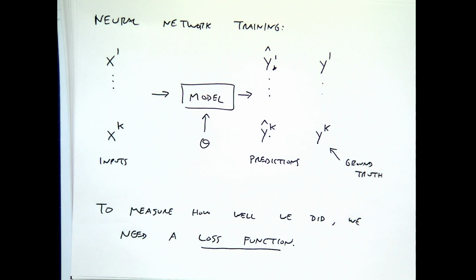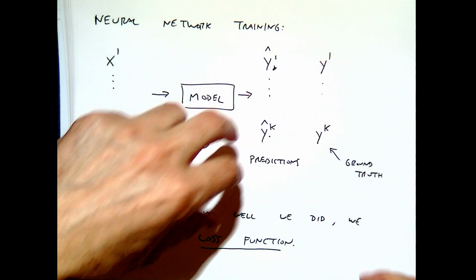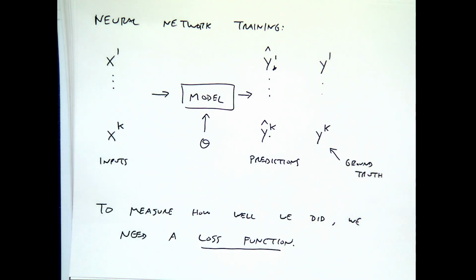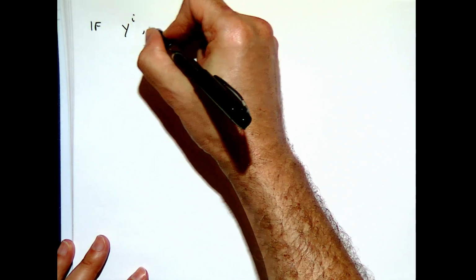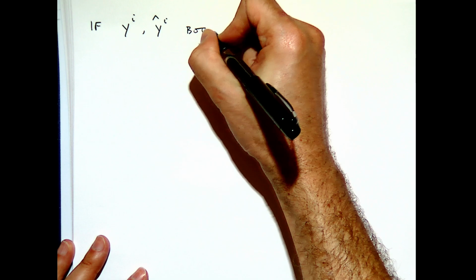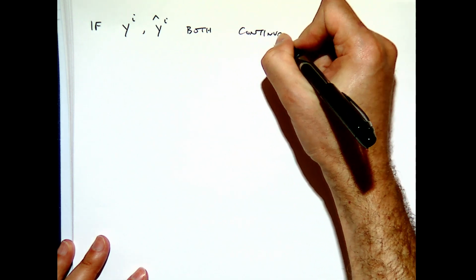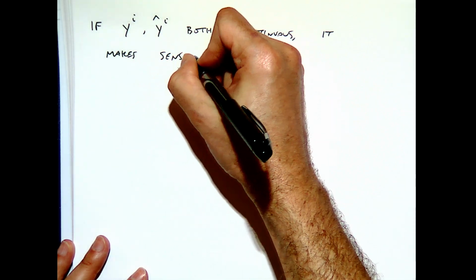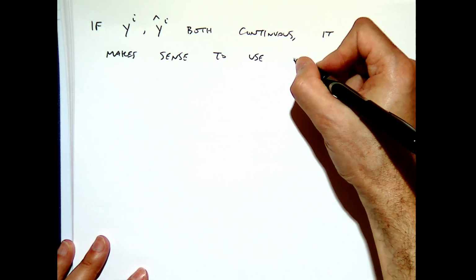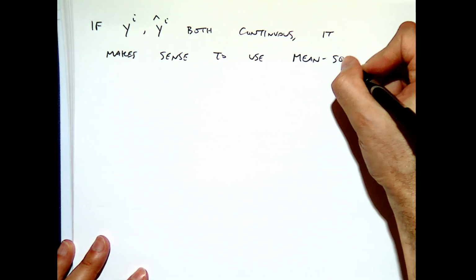In this case, it seems pretty obvious that if the y hats and the y's are both continuous numbers, then I should be summing up the differences between y and y hat. If these are both continuous valued, then it makes sense to use what's called the mean squared error loss function.